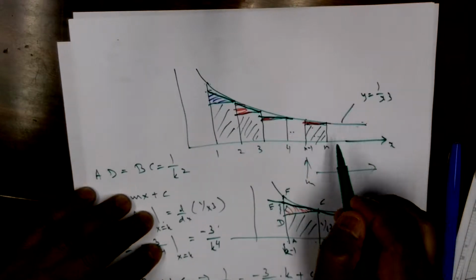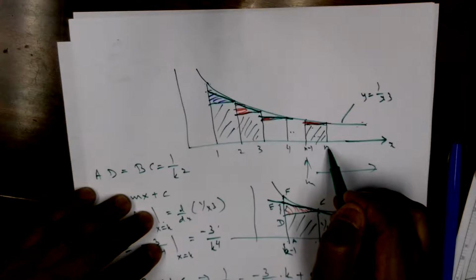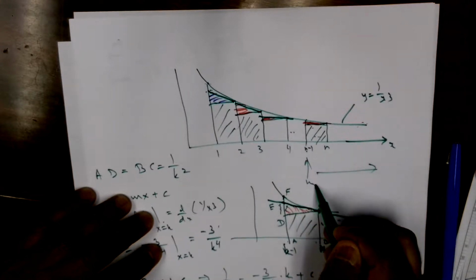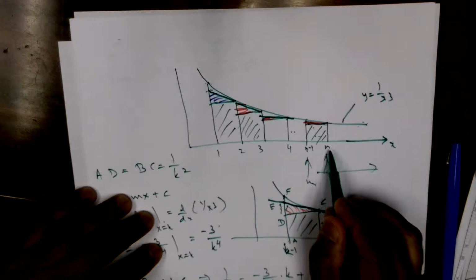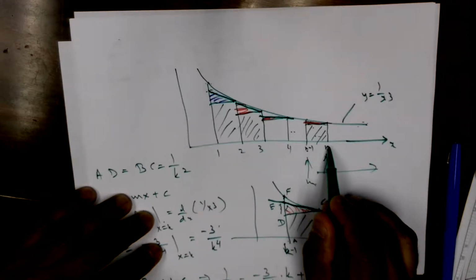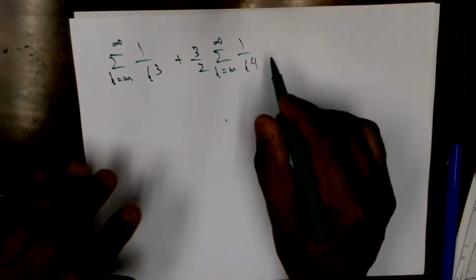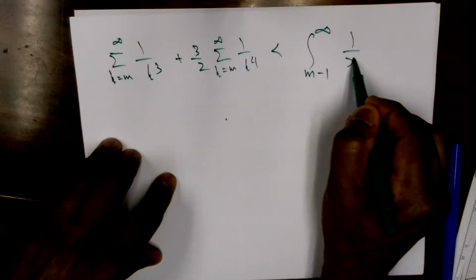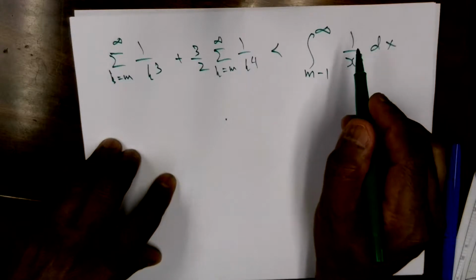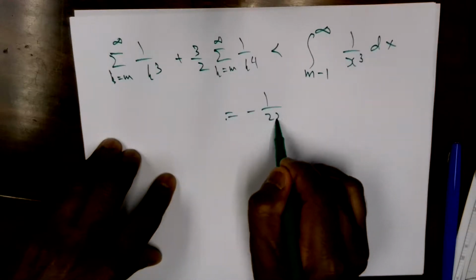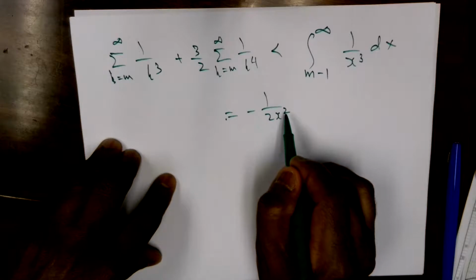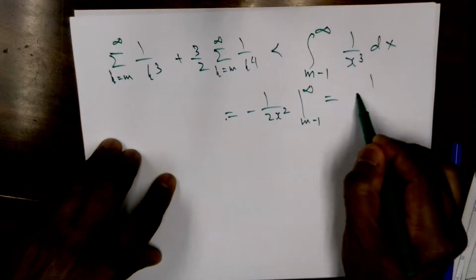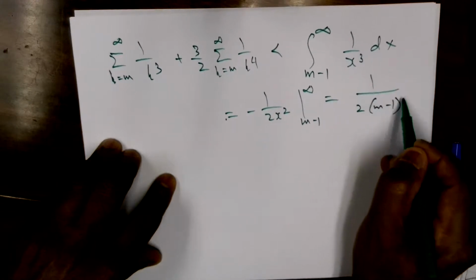And that's less than the area from here, which is M minus 1. This is where we are starting. But if this is M, then it starts from M minus 1. So this is less than the area from M minus 1 to infinity of 1 over x cubed dx. So this is minus 1 over 2x squared, from M minus 1 to infinity. So you get 1 over 2(M minus 1) squared.